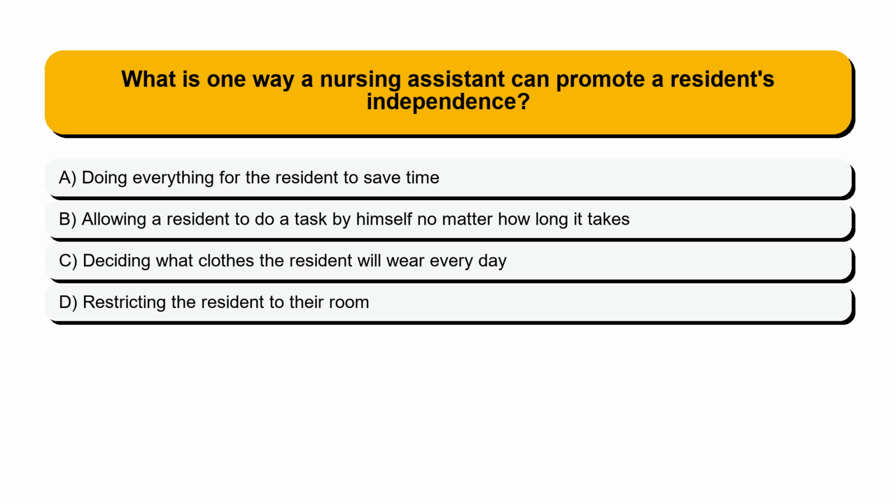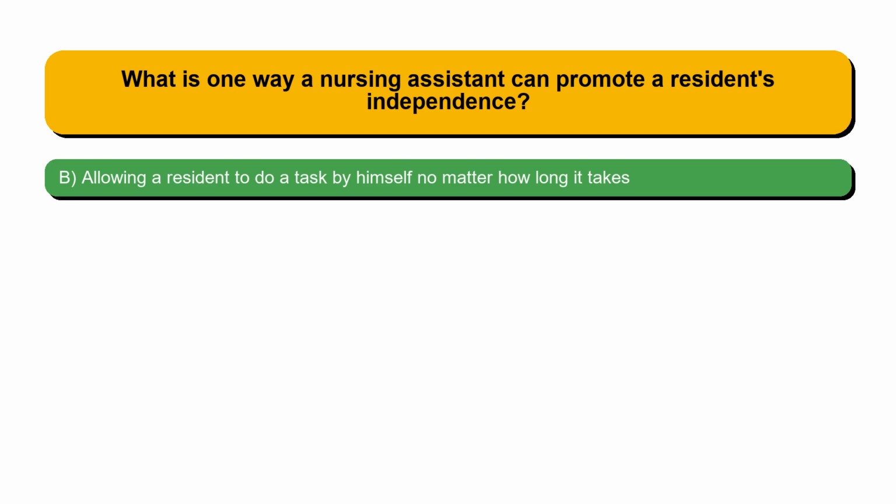What is one way a nursing assistant can promote a resident's independence? Option A. Doing everything for the resident to save time. Option B. Allowing a resident to do a task by himself no matter how long it takes. Option C. Deciding what clothes the resident will wear every day. Option D. Restricting the resident to their room. The correct answer is option B.